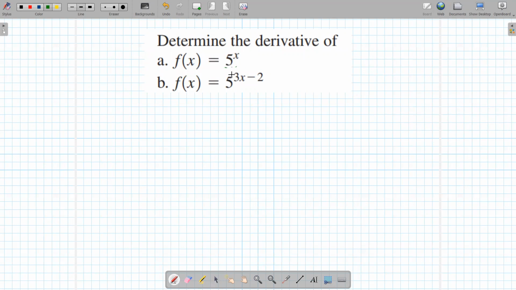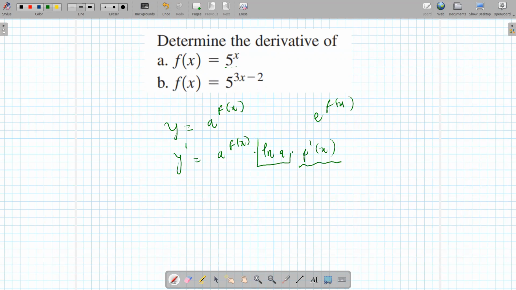So if you have anything in this form, let's say this is a general rubric. A is a constant, a to the f of x. The derivative of this will be itself, okay? It'll be itself times the ln of that constant times the derivative of the exponent, the chain rule. This is the chain rule component. So the difference between e to the f of x and a to the f of x, where a is any number except e, we just got to multiply by ln of a.